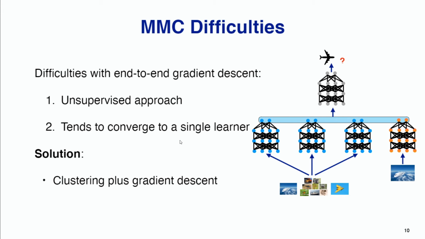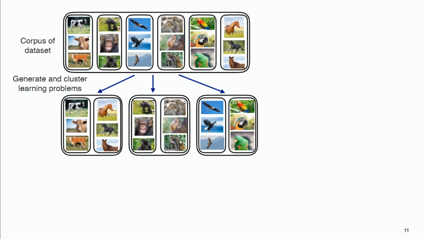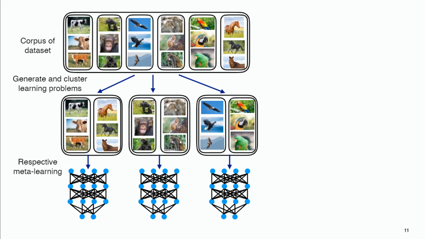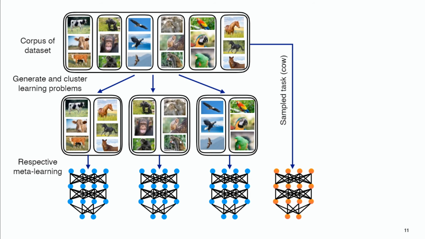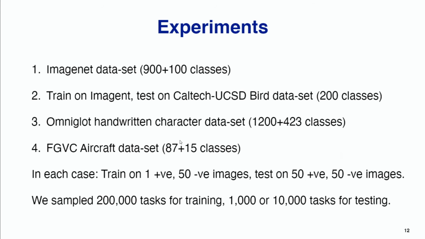It's an unsupervised approach, so it tends to converge to a single learner. In order to avoid that, we can cluster the problems first and then do the gradient descent. So here's an example of a dataset. We first clustered them into multiple categories and then fed each category to its respective meta learning algorithm. And then we have the sample task and the encoder, and we feed the encoding and the outcome of the meta learners to the meta classifier as before.